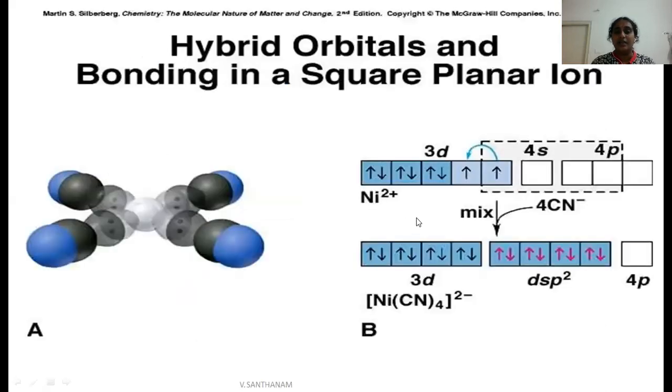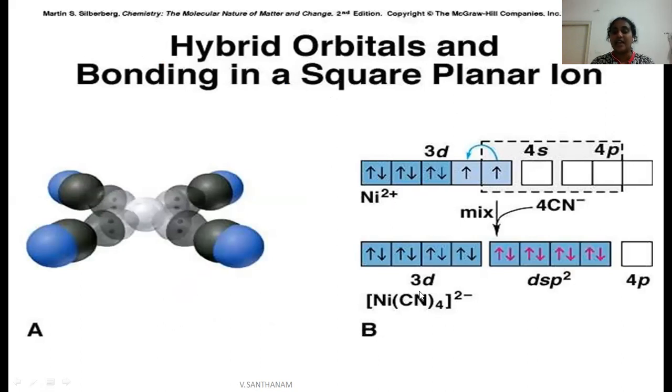So here, if you see the hybrid orbitals and bonding in square planar complexes, for example in this complex, nickel, which has d8 electrons. Whenever it is 3d8 4s2, in nickel plus 2 only 3d8 electrons are present, with 4s0 and 4p0.